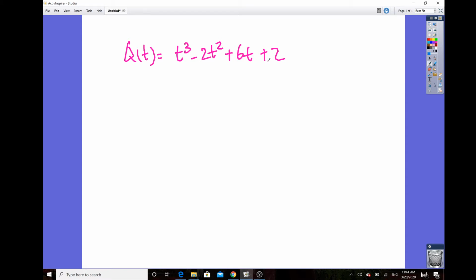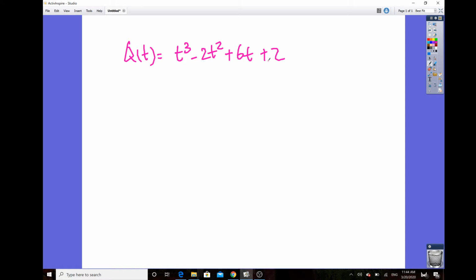The first thing that you want to find out is the current when t equals 0.5 second. And then B, t equals 1 second. So this one is telling you to check example 3. The unit of the current is in amps. So 1 amp equals 1 coulomb per second.